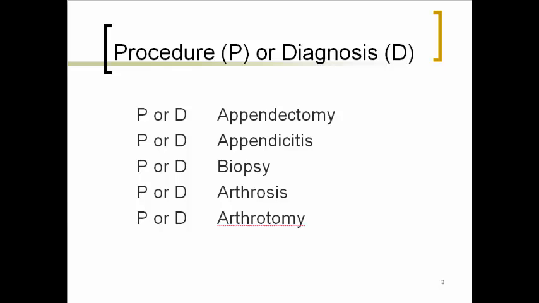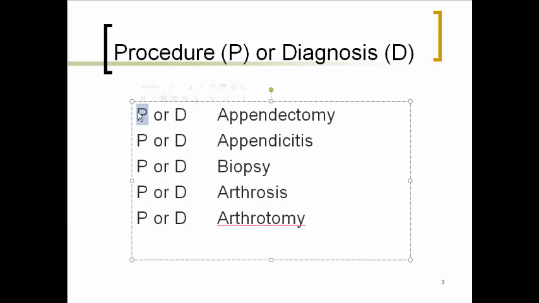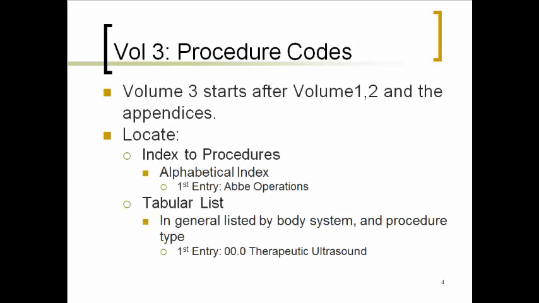Appendectomy, would that be a procedure or diagnosis? That would be a procedure, removal of the appendix, and you will use Volume 3 to find that. Appendicitis? That would be a diagnosis, and that would be found using Volumes 1 and 2. Biopsy. That's a procedure. You could have a biopsy done of your skin or of an organ. How about arthrosis? Well, that's a degenerative joint condition, so that would be a diagnosis. And arthrotomy? That would be a procedure. If you're not familiar with these terms, look them up.